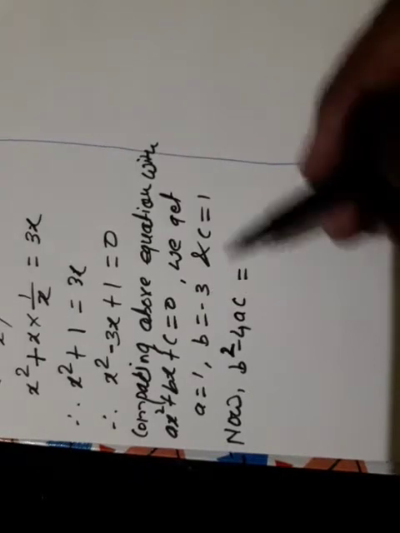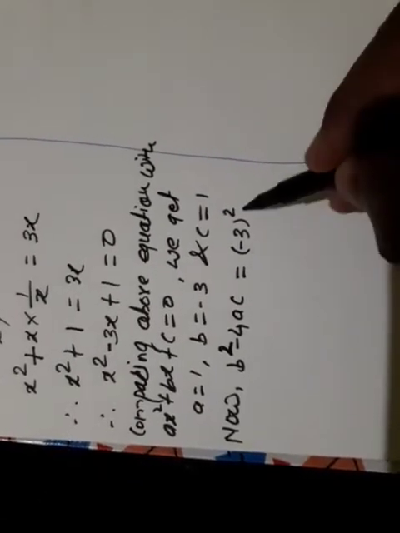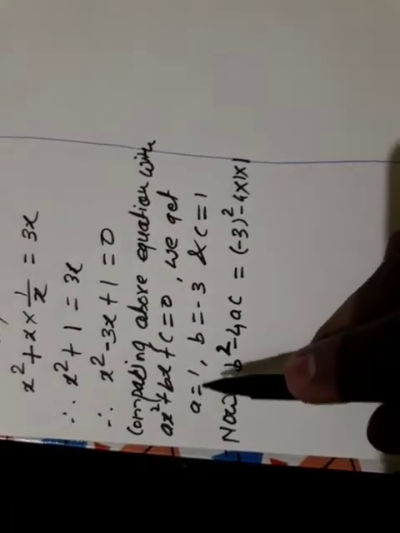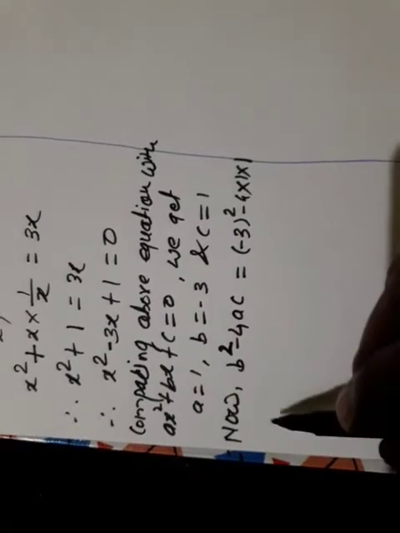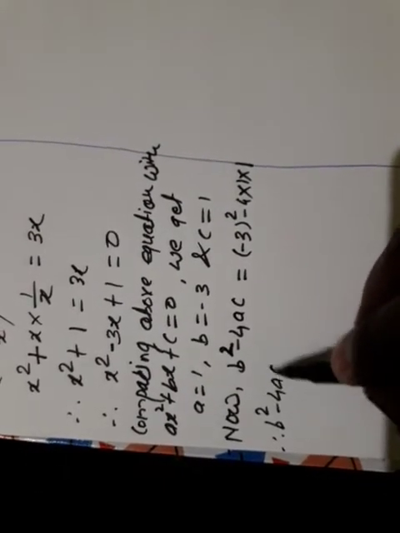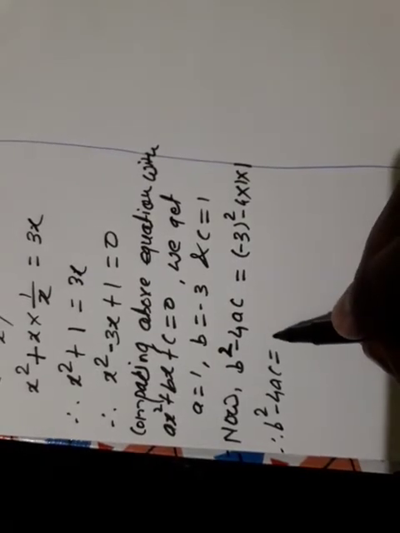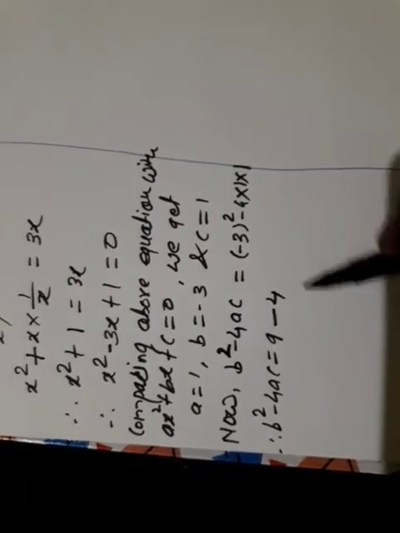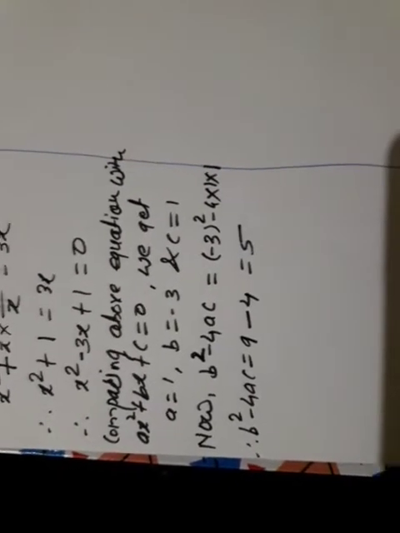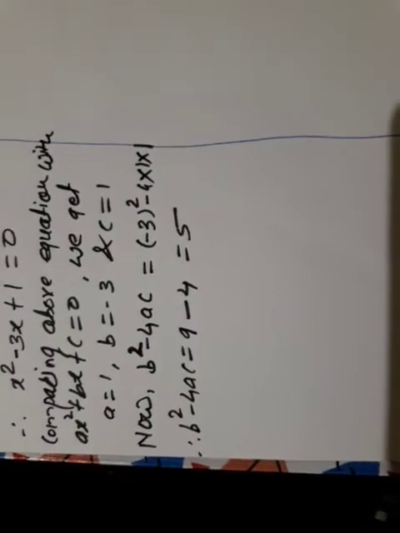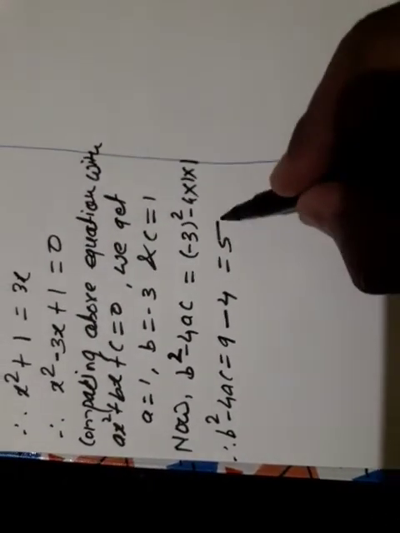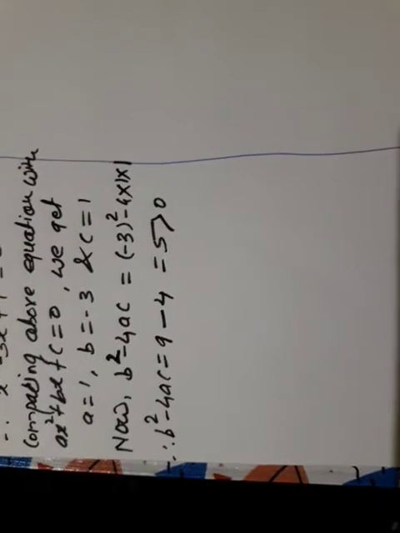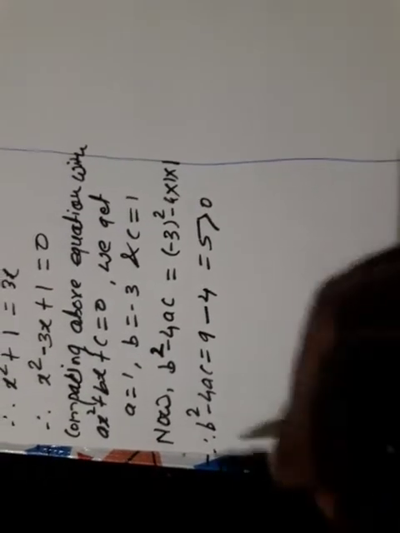Put the values here: b value minus 3 square minus 4 into 1 into 1. Therefore b square minus 4ac is equal to minus 3 square, 9, minus 4 into 1 into 1, 4. That is equal to 5. Okay, what we got here is 5. And you know very well, 5 is greater than 0, which means the given quadratic equation has roots. Those roots we can find by using the quadratic formula.